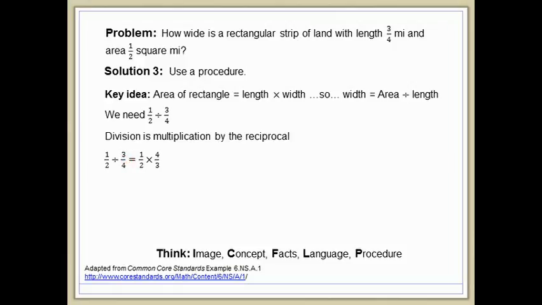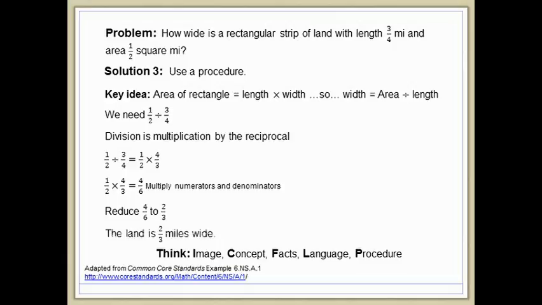Now we move on to another procedure that we know, which is multiplication, multiplying numerators and denominators. 1 times 4 is 4, 2 times 3 is 6, and we have our answer 4/6. However, we always want to reduce to lowest terms, and so with the common factor of 2 in 4 and 6, we'll reduce 4/6 to 2/3 and then answer the question. The land is 2/3 mile wide.